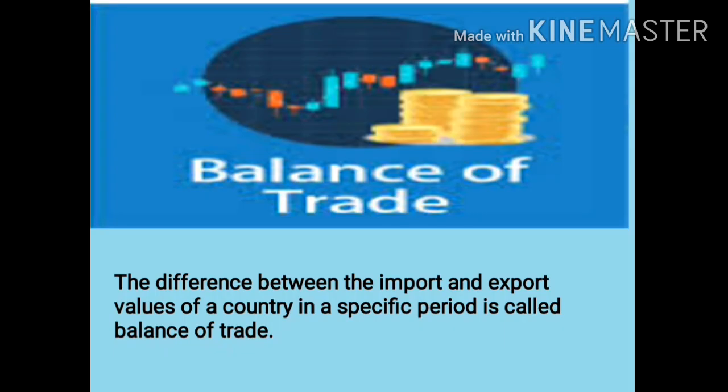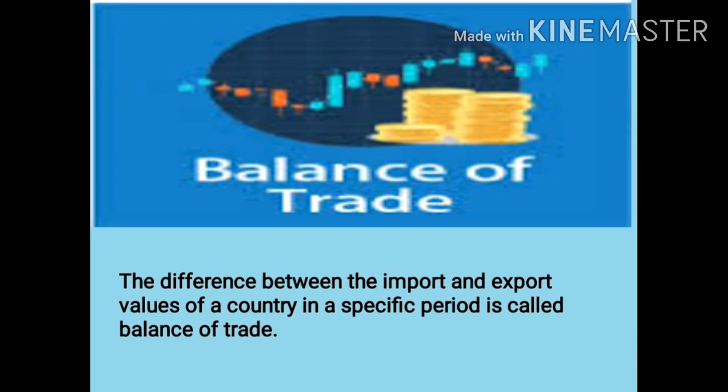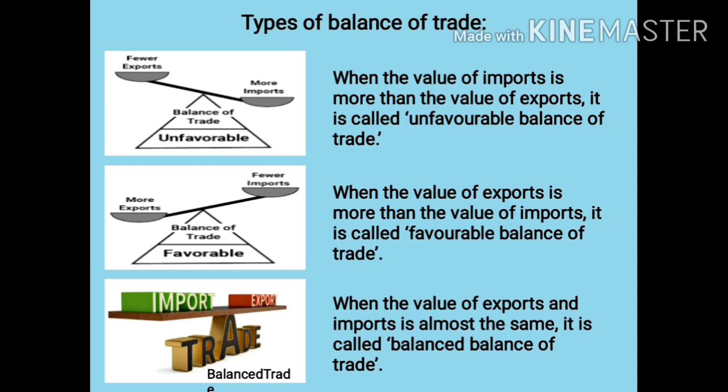Balance of trade. The difference between the import and the export values of a country in a specific period is called balance of trade. The balance of trade is used to help economists understand the strength of a country's economy in relation to other countries. So this is one of the advantages of balance of trade. Now let us learn about the types of balance of trade.